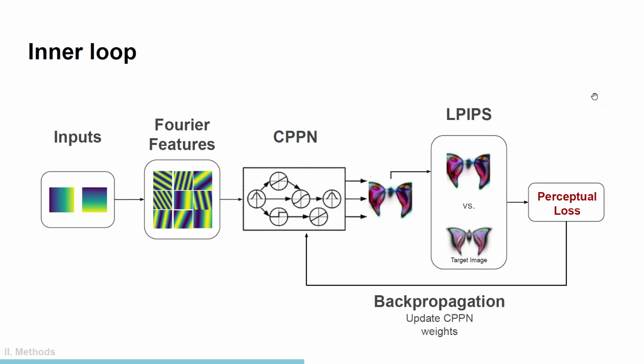So this is kind of what our complete inner loop looks like here. We have our inputs. We pass those through the Fourier transform to get our Fourier features. Those go into the CPPN to get our image. And then we compare that image to the target image using our perceptual loss. And the gradient of that error is then backpropagated through the CPPN to update the weights.